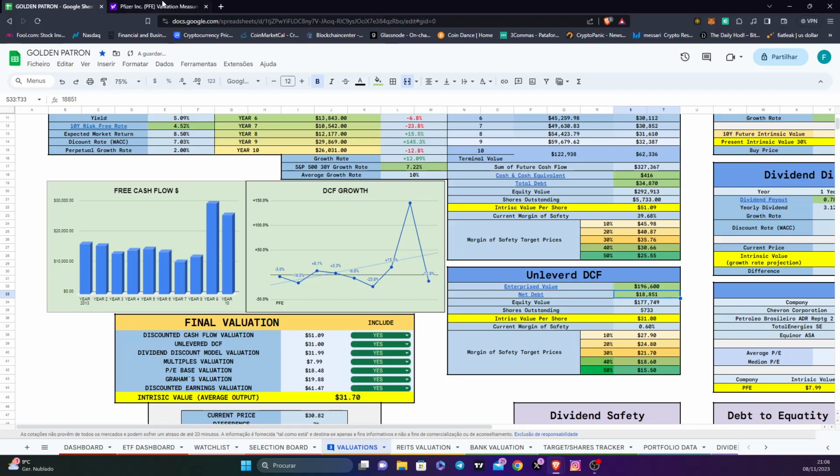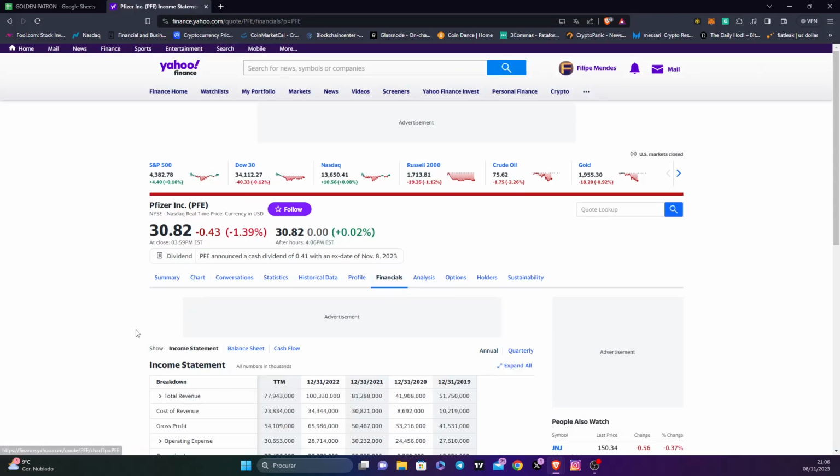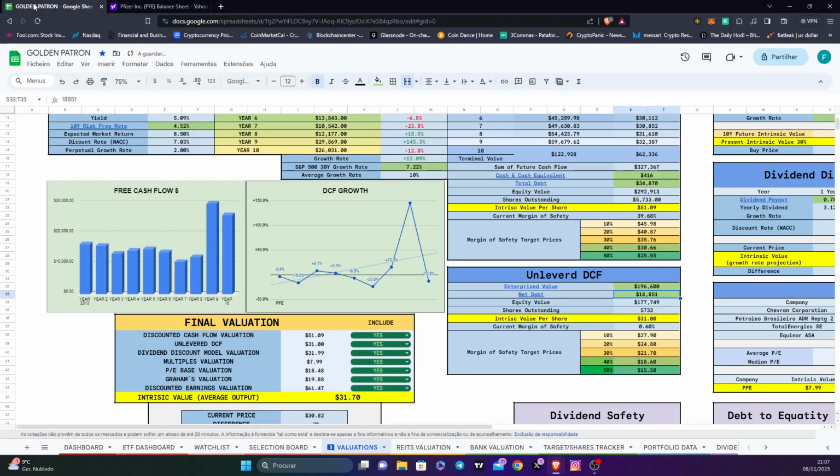And now to find the net debt, which is back in financials, and it's in balance sheet, net debt 34,454. Okay? And once we plug it in, the rest just automatically does it. As you can see, the intrinsic value of the unlevered discount cash flow, it's at 28.